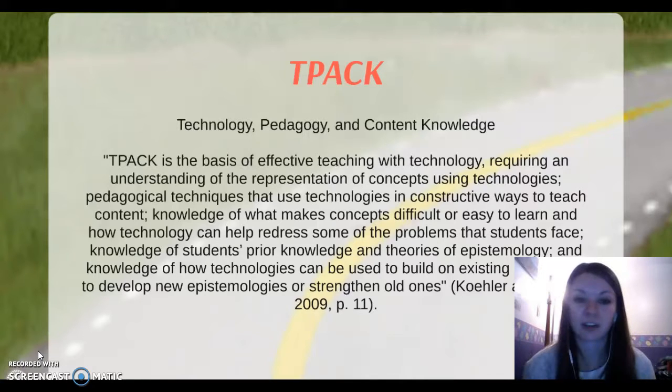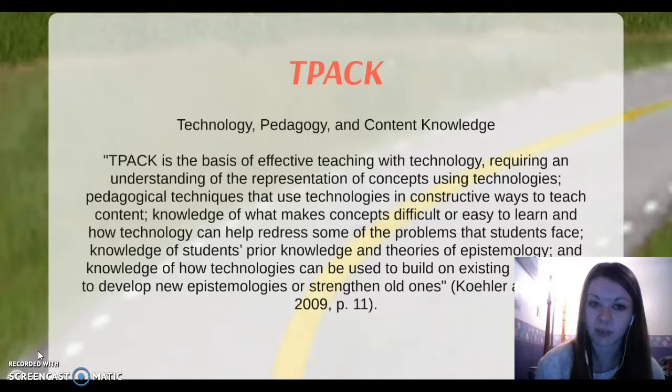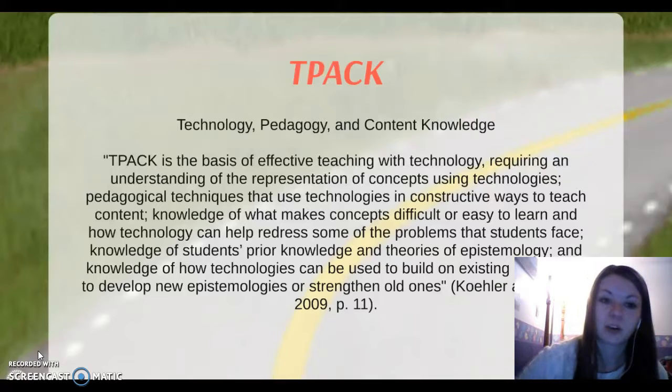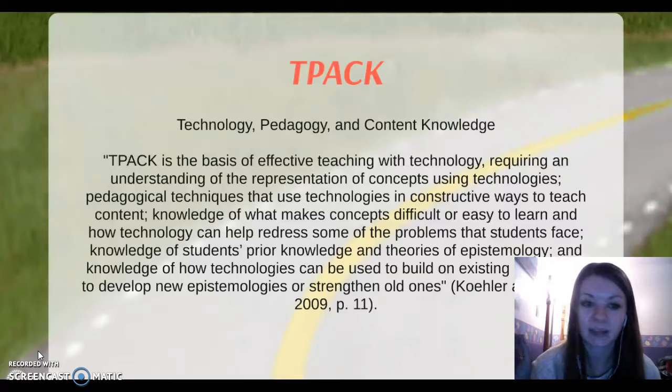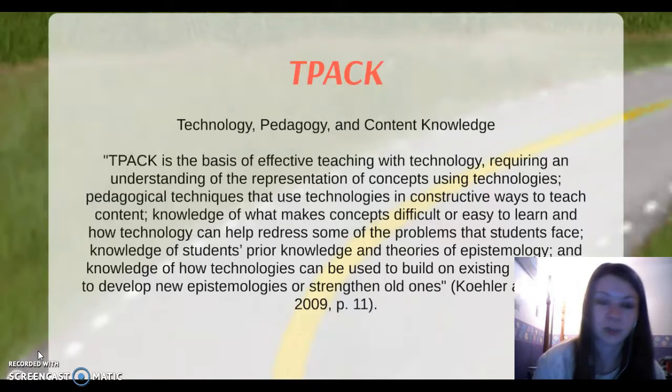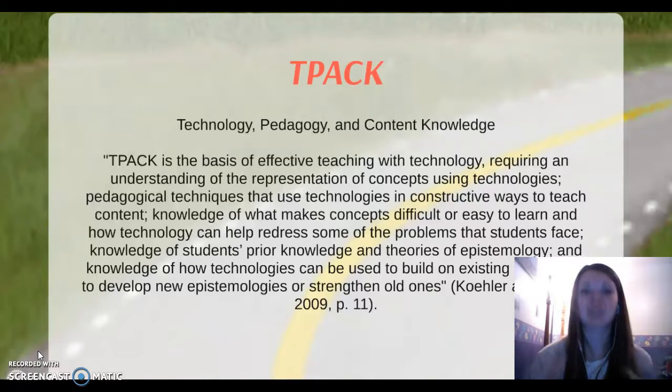So I have a little summary of what it means, and it's a lot more than I initially thought, or what someone would initially think of TPACK. You have to know how to combine pedagogy with technology in order to teach content, but you also have to know any problems that are going to happen when you teach a certain content with a certain strategy and a certain piece of technology. You just need to know how each one of those things is going to work together in order to do it properly.